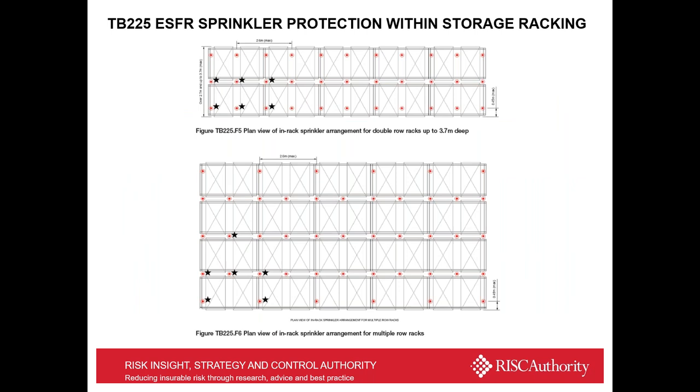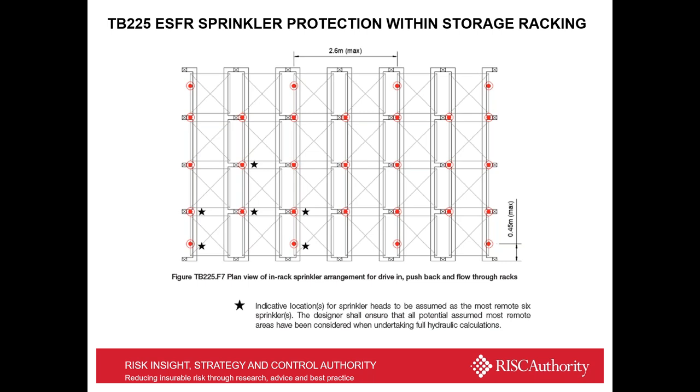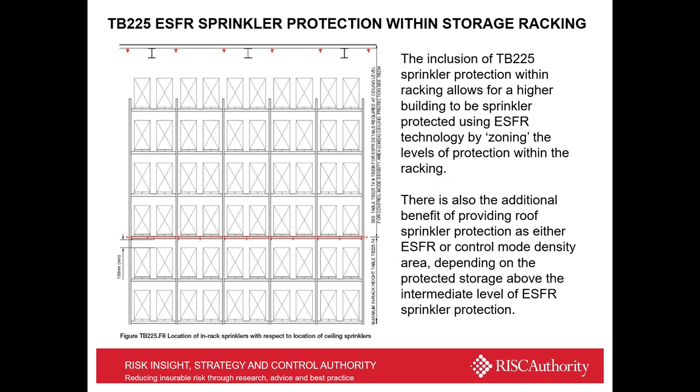The stars there are indicative of locations where the most remote sprinklers are in terms of calculations to assist designers when doing calculations. So the inclusion of TB225 sprinkler racking allows for higher buildings to be sprinkler protected using ESFR technology. And you do this by zoning the levels of protection within the racking.